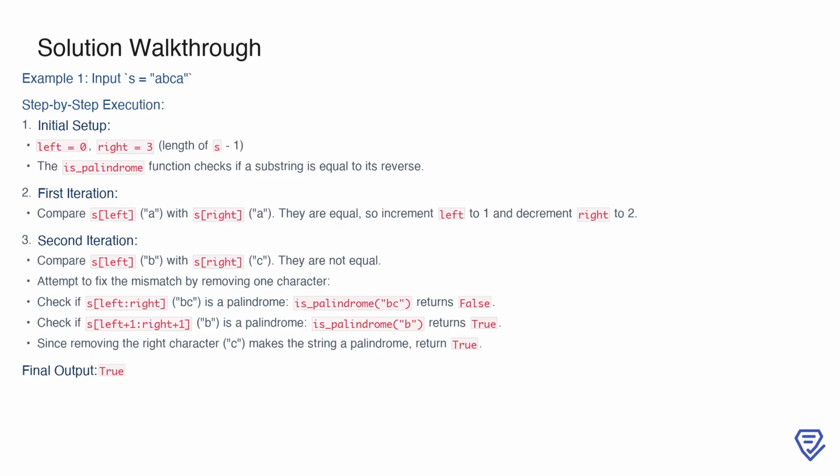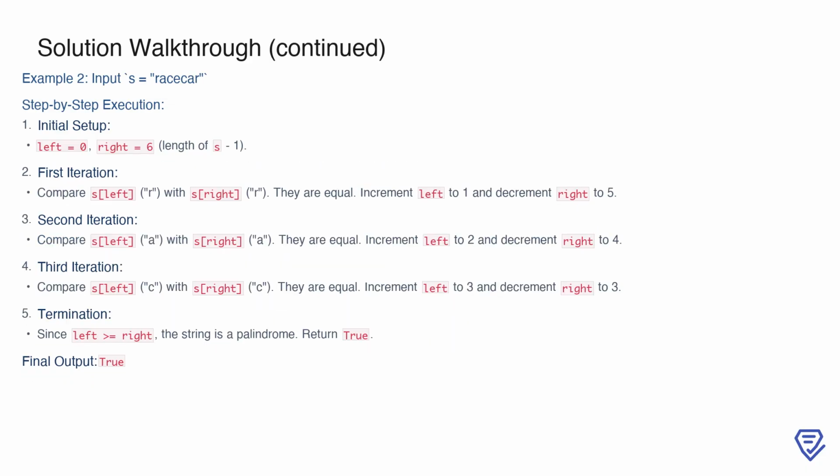First, we check the substring BC by excluding the right character. The is_palindrome function tells us that BC is not a palindrome. Next, we check the substring B by excluding the left character, and this time it is a palindrome. Therefore, removing the right character C makes the string a valid palindrome, so the result is true.